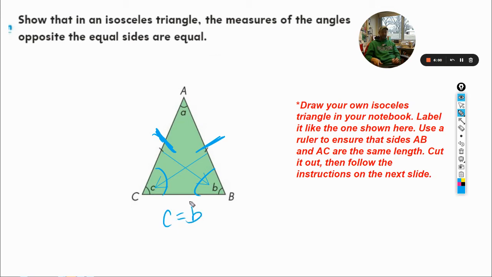Great, right? Use a ruler to draw your own isosceles triangle. Make sure two of the legs are the same size. Label it A, B, C here. Then you can cut it out and follow the instructions on the next slide, which is to cut it out and fold it in half.